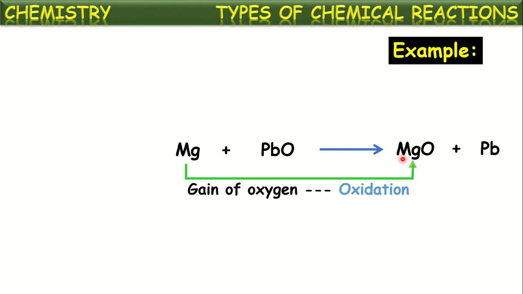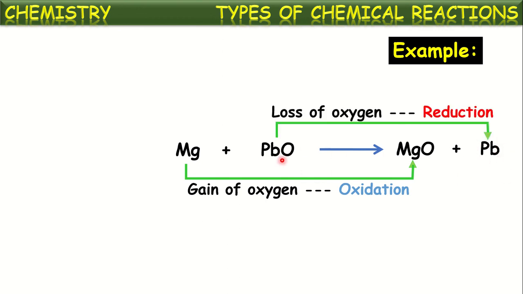If we see in terms of lead oxide, initially lead is with certain oxygen, but after the reaction it lost its oxygen. So we know the loss of oxygen is called reduction. Now we can say lead oxide is reduced to lead. Magnesium is oxidized to magnesium oxide. Lead oxide is reduced to lead by the loss of oxygen.